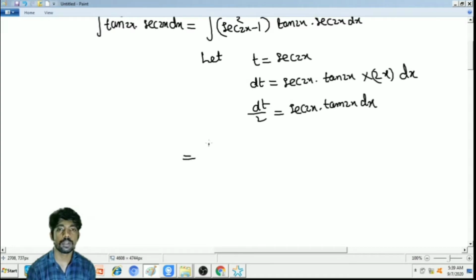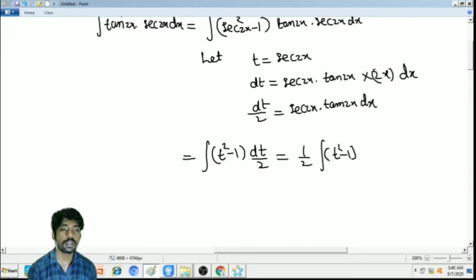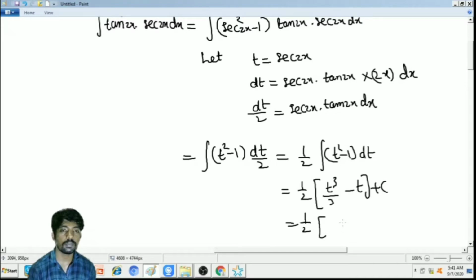Next step, integration of (t square minus 1) dt by 2. So 1 by 2 is outside, integration of (t square minus 1) dt. If I integrate that, I get t to the power of 3 by 3 minus t plus c. If I substitute t, then that is the solution: secant cube 2x by 3 minus secant 2x plus c. That's all. This is the solution.